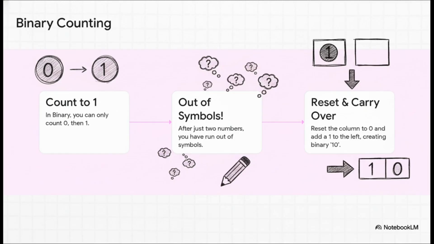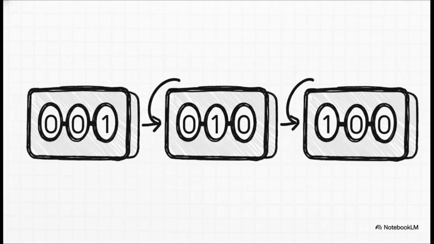It's the same logic. And you can see the pattern building here, can't you? 0 is 0. 1 is 1. 1, 0 is 2. 1, 1 is 3. Uh-oh, out of symbols again. So reset and carry the 1. 1, 0, 0 becomes 4. It's the same simple odometer logic, just with fewer digits to play with.